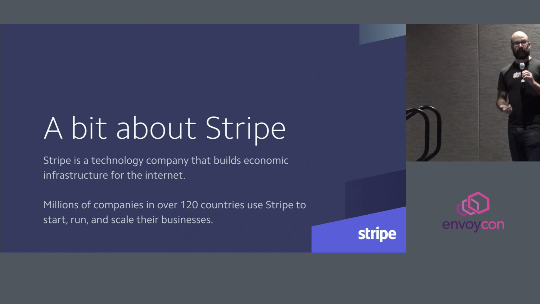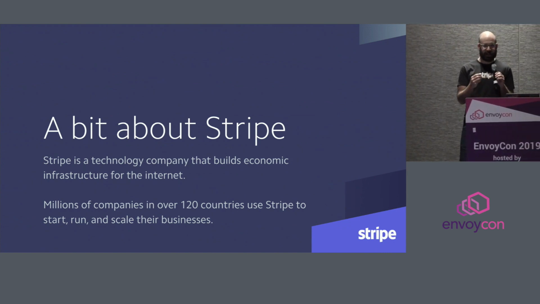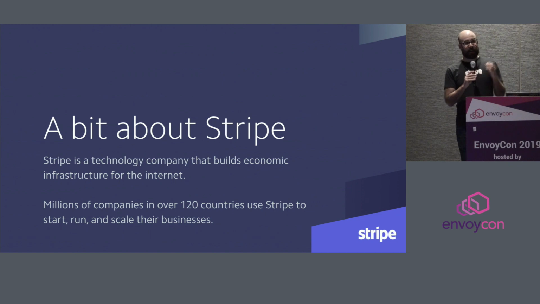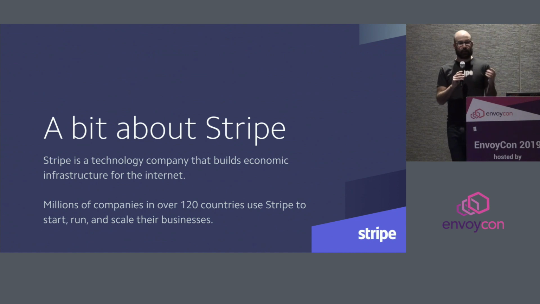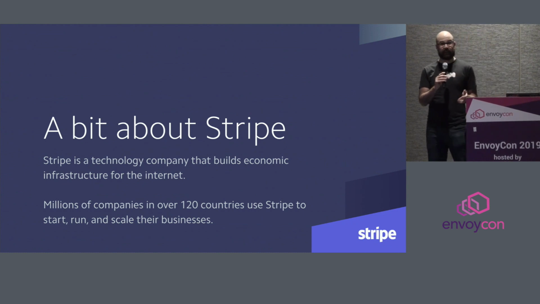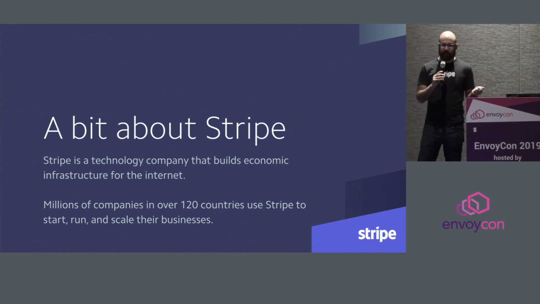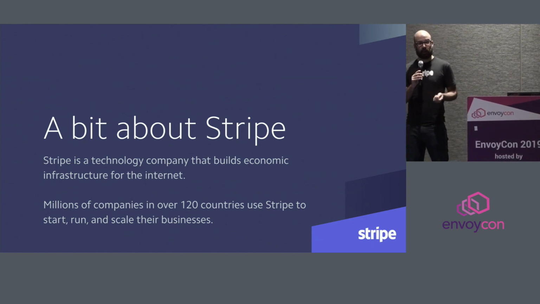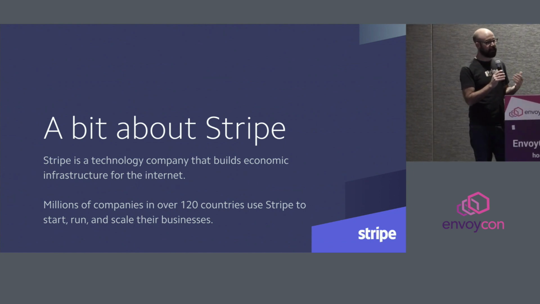But Stripe is a technology company that builds economic infrastructure for the internet. So what does that actually mean? Another way to think about that is that we run software and APIs to accept payments and to allow companies to manage their businesses online. So a large part of that is removing the complexity of global money movement. So we have millions of customers in over 120 countries that use Stripe to start, run, and scale their business.